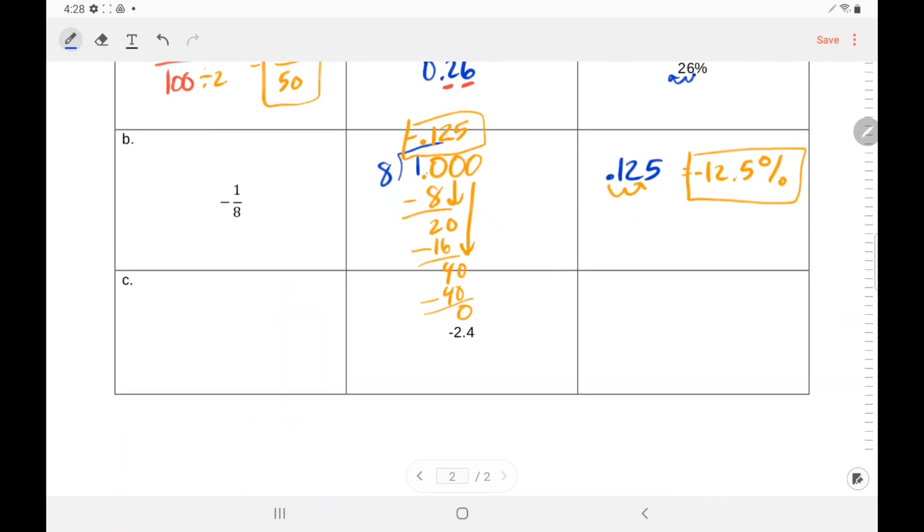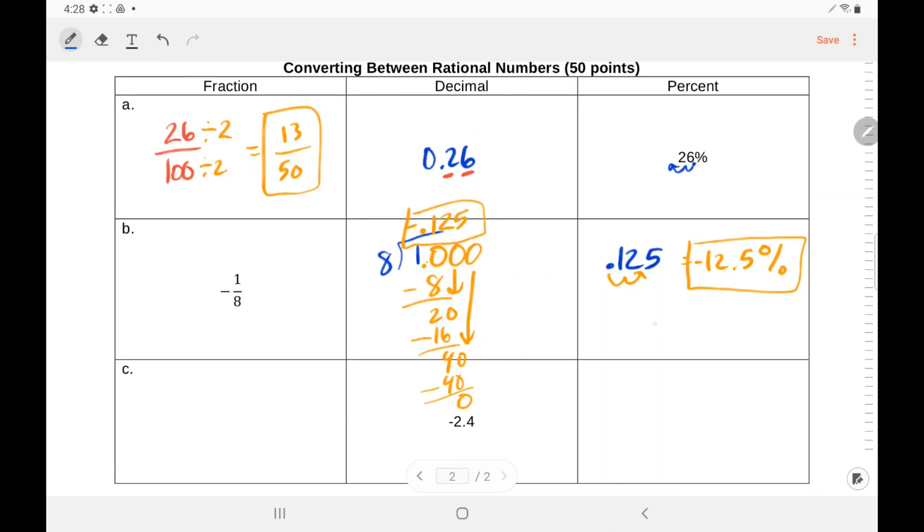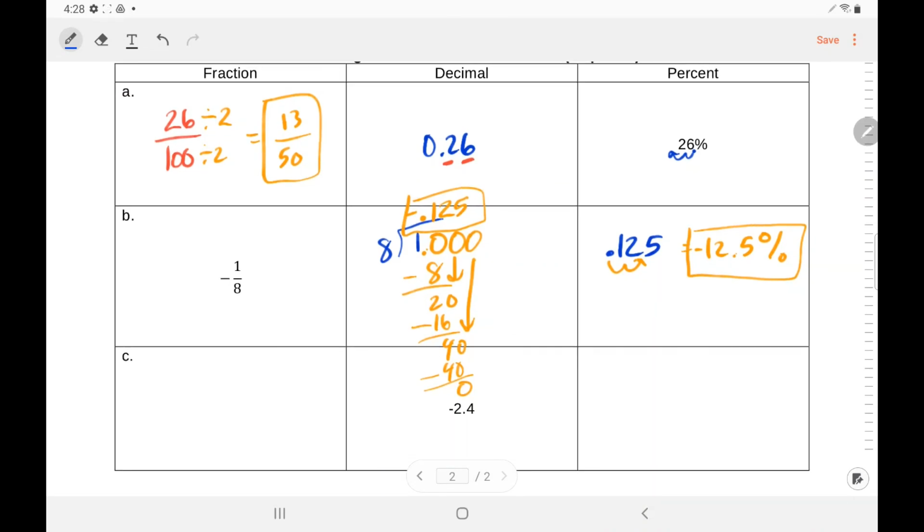Okay, on to our next problem. We have -2.4, and we need to convert it into a percent. So let's move our decimal over twice. And if we move it over twice, we are going to get -240%.